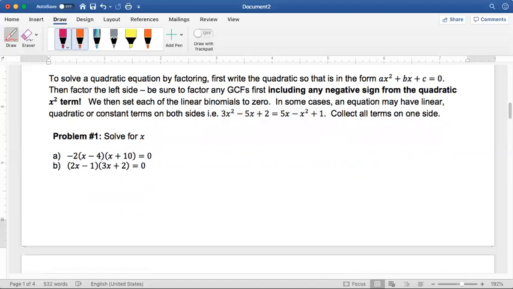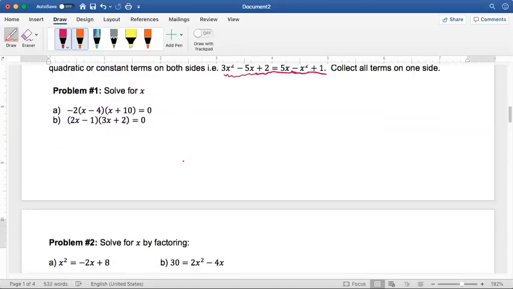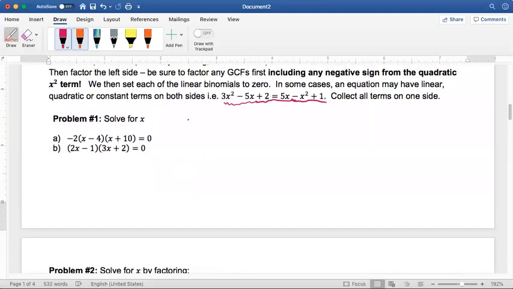In some cases, an equation may have linear, quadratic, and constant terms on both sides, such as this one here. So 3x squared minus 5x plus 2 is equal to 5x minus x squared plus 1. You would collect all the terms on one side and set the other to 0. So let's take a look at these first two questions here where we have to solve for x.